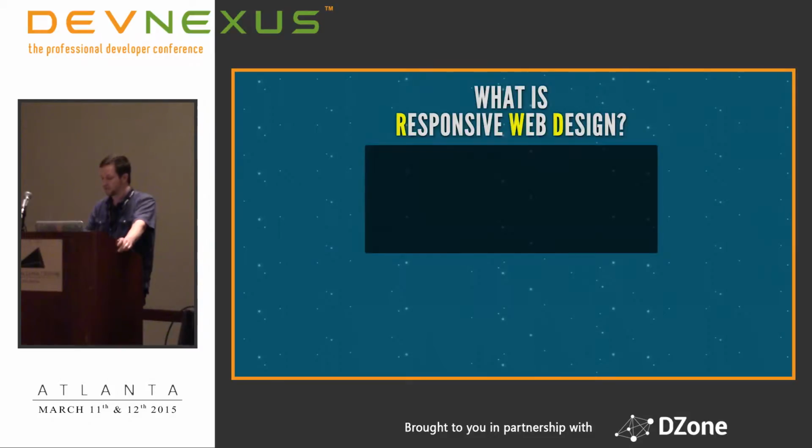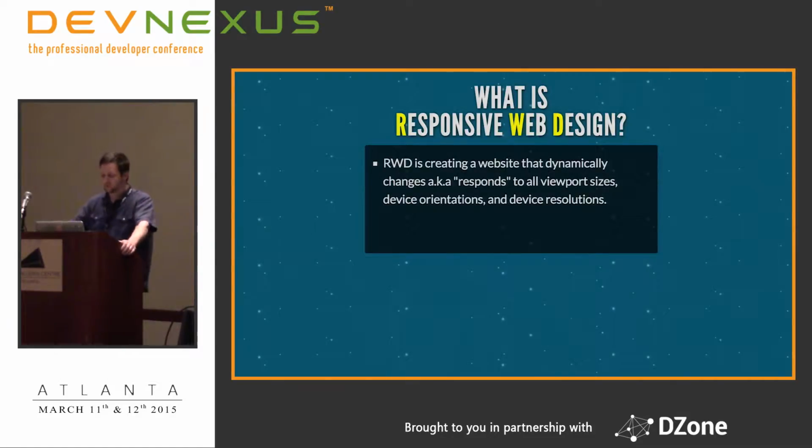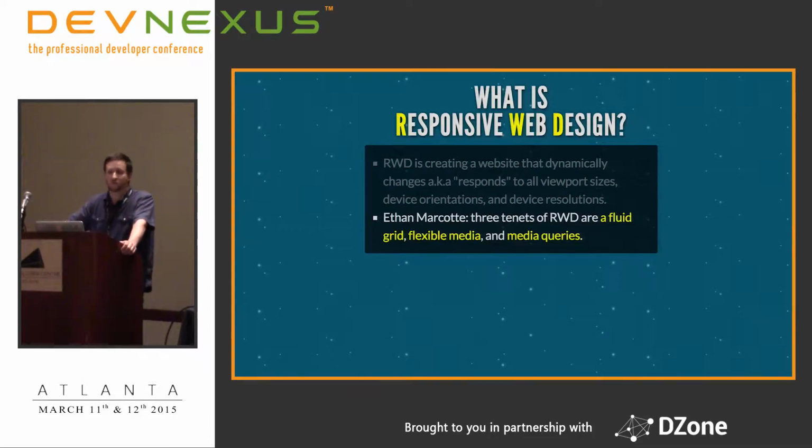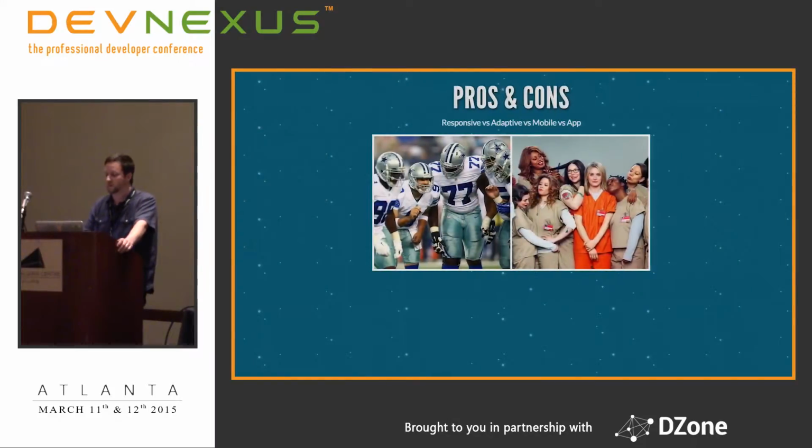So the brief, quick definition of responsive web design is creating a website that dynamically changes, aka responds, to all viewport sizes, device orientations, and device resolutions, now that we have Retina and many other different resolutions out there. The original person who coined the phrase, Ethan Marcotte, said the three tenets of responsive web design are: number one, a fluid grid, fluid meaning a 100% percentage-based grid that's constantly changing with the browser width; flexible media, that's images and video that will scale; and media queries.